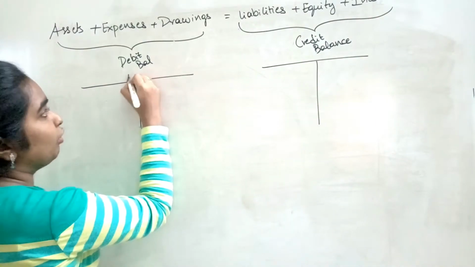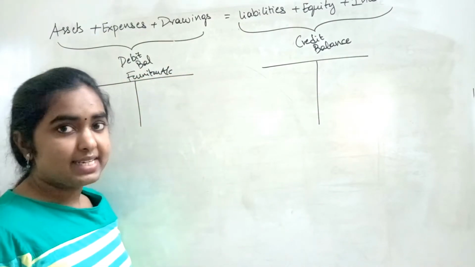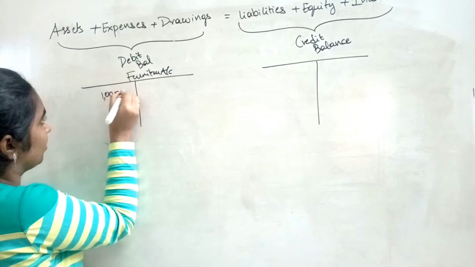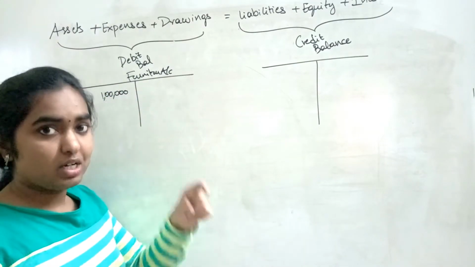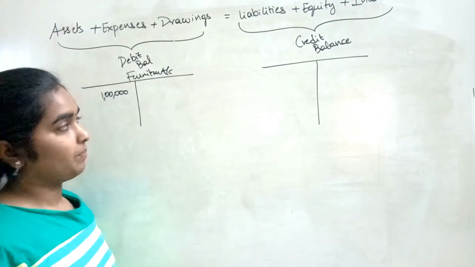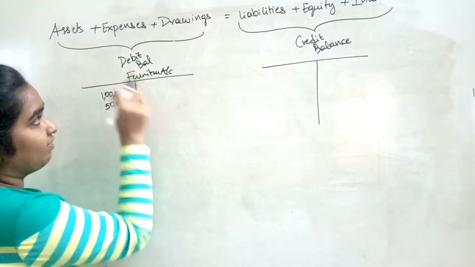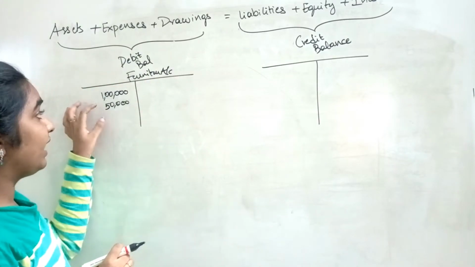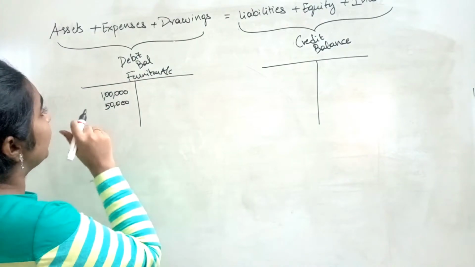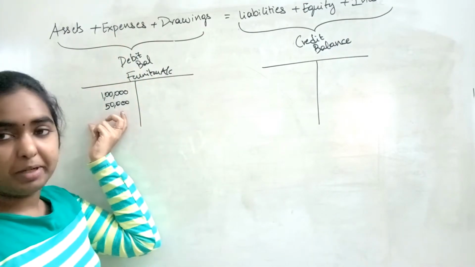Okay, so let's take an example of furniture. Let's say we have a furniture worth 1 lakh in the business. This is the opening balance, which is on the first day of the financial year, right? So let's say we have purchased furniture worth 50,000. In that case, we have to write that 50,000 on the debit side or the left side of this account, indicating that we are adding this additional furniture to the opening balance of the furniture. Right. So it means what? Any increase in furniture or any increase in asset will be debited to the account.